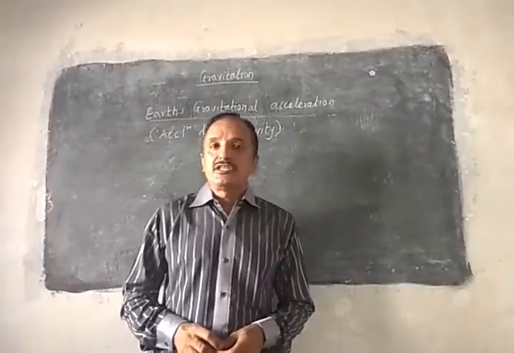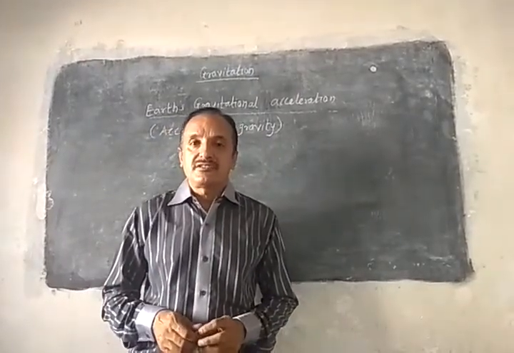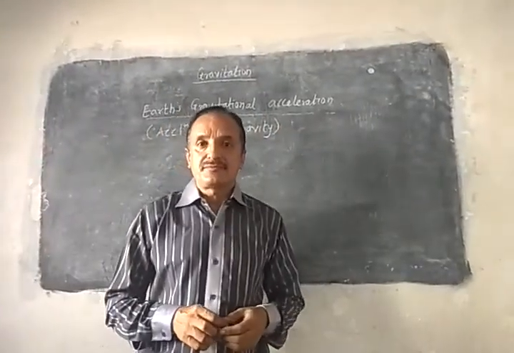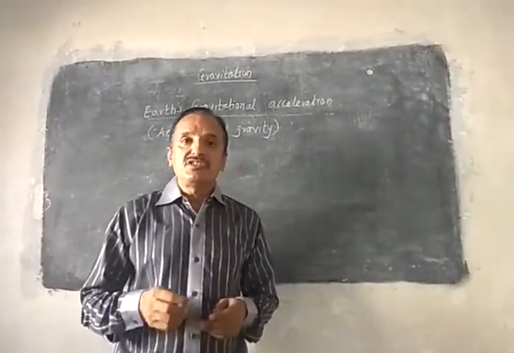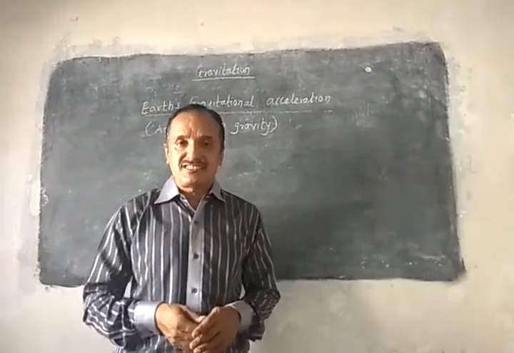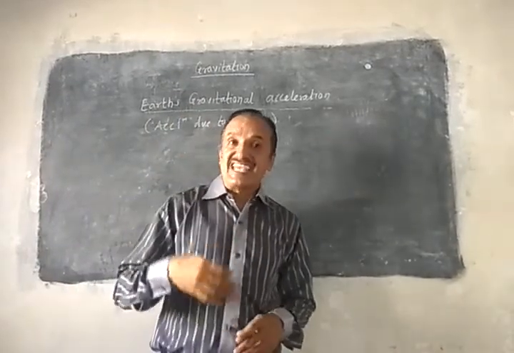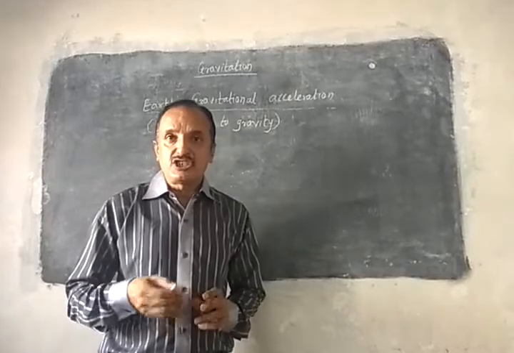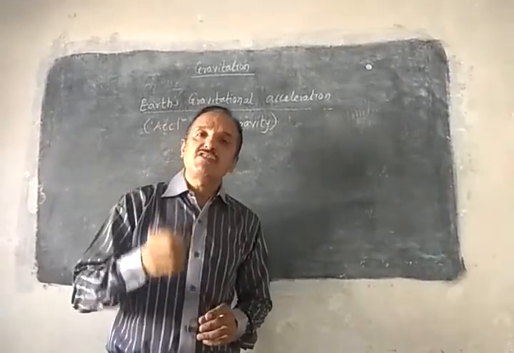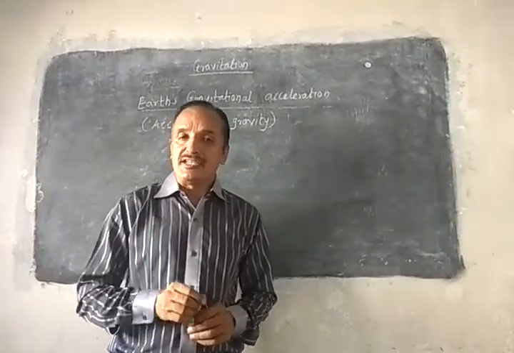Now, see, when any object falls, the gravitational force acts on it, and because of that, the velocity of the falling object keeps increasing. So what happened here? The body is accelerated. It is called acceleration, and it happens because of the gravitational force of Earth. So it is called acceleration due to gravity.